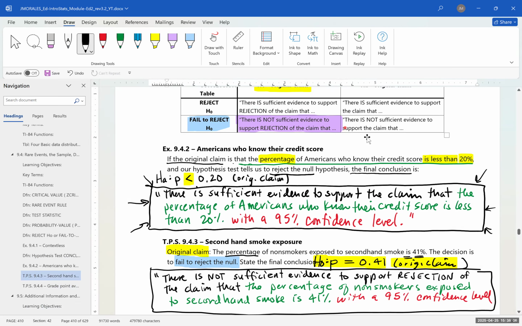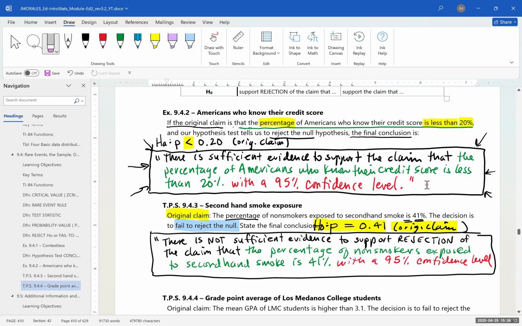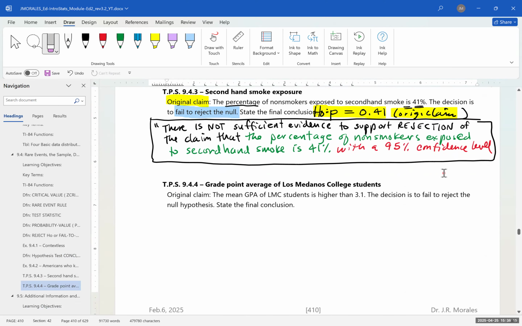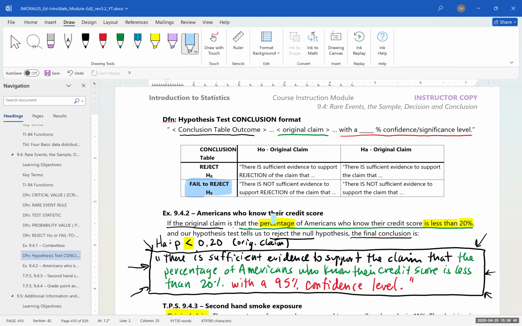All right, so let me go ahead and erase this, and let's look at our next one. The grade point average of Los Medanos college students. So original claim, the mean grade point average of LMC students is higher than 3.1. The decision is to fail to reject the null hypothesis, state the conclusion. Okay, so we have, let's see here, fail to reject the null. Okay, fail to reject the null.